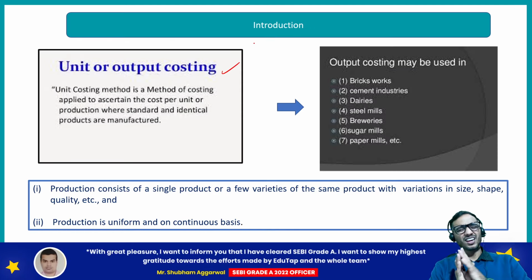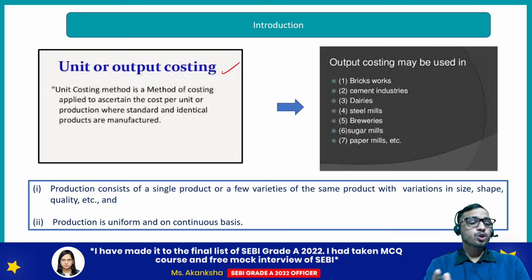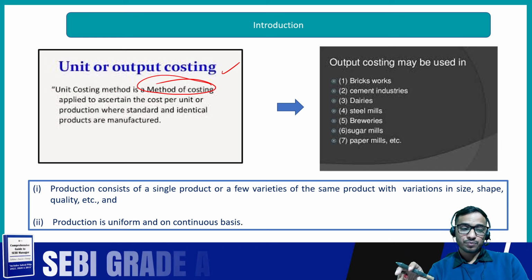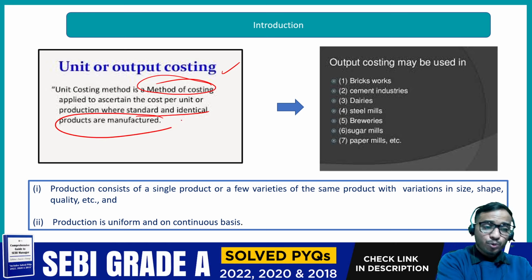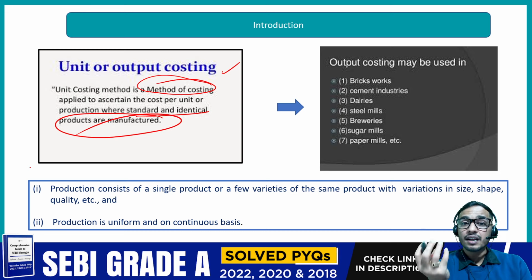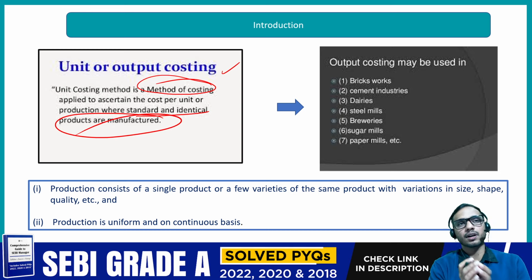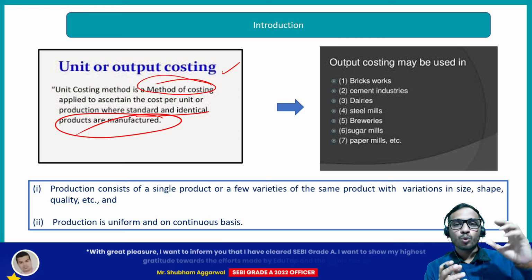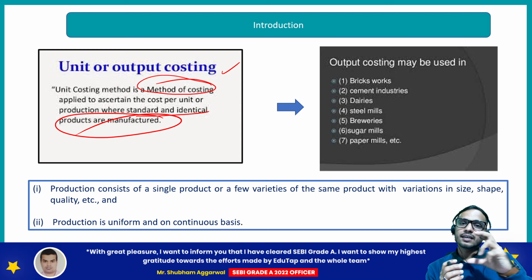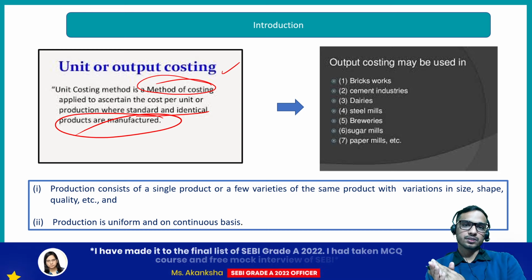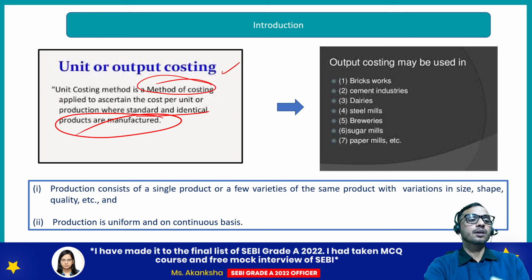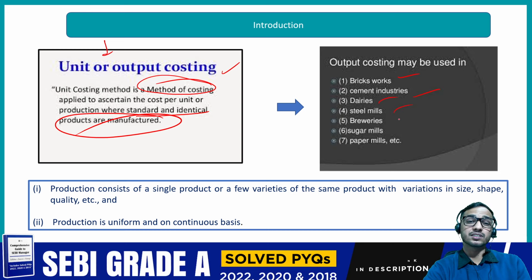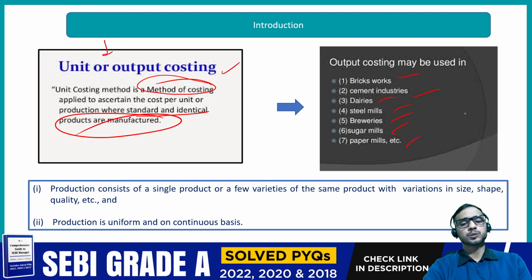See, it is very easy, right? Unit costing is a method of costing that is going to be applied in industry where standard and identical products are to be manufactured, like bricks, like similar bottles. So where the products are identical and they are being manufactured continuously, there we are going to use unit or output costing, right? Brick works, cement industries, dairies, steel mills, and sugar mills, paper mills, etc.